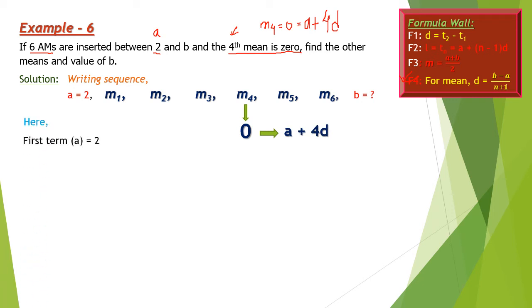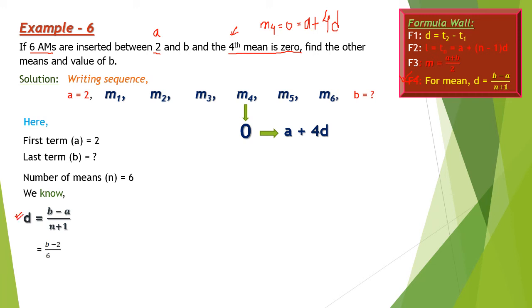Here the first term a equals 2, the last term b is equal to what? The number of means n is equal to 6, as given in the question. In each and every question, we have found d at first. Now d is equal to b minus 2 upon 6 plus 1, that is b minus 2 by 7. If we could find the value of d somehow, then we can easily find the value of b.